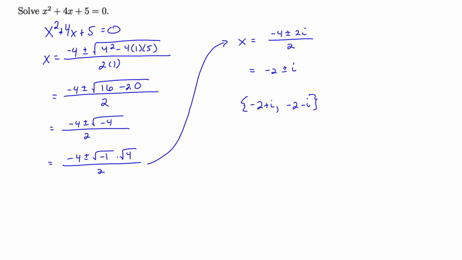It is also very common to leave it in the condensed form of the solution set being negative 2 plus or minus i, and that second notation is fine as long as you do recognize in that set there are two different values.